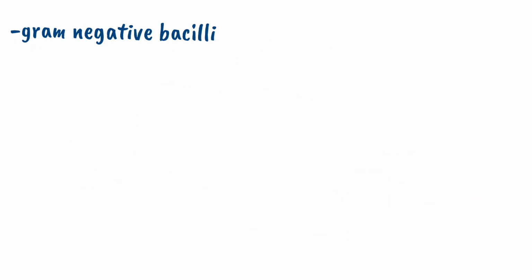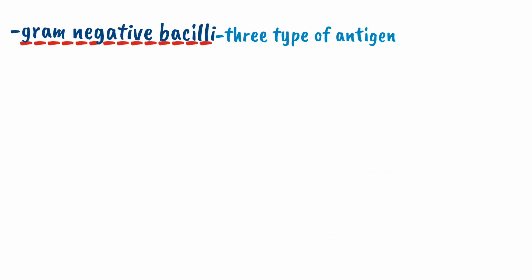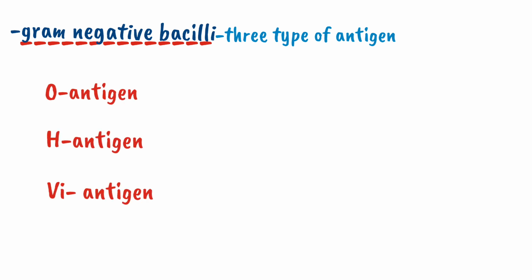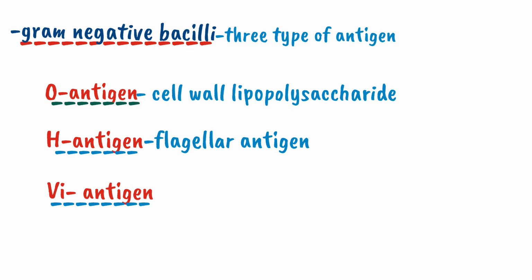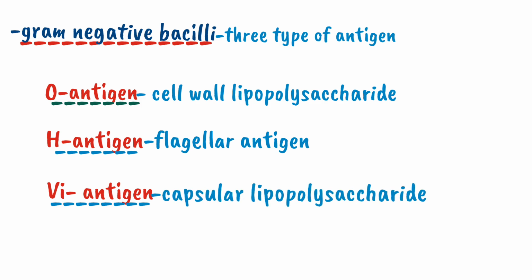Like every gram-negative bacillus, they consist of three types of antigen: O antigen, H antigen and Vi antigen. The O antigen is a cell wall lipopolysaccharide antigen, the H antigen is a flagellar antigen, and the Vi antigen is a capsular or lipopolysaccharide virulence antigen, and it is located in the cell capsule.